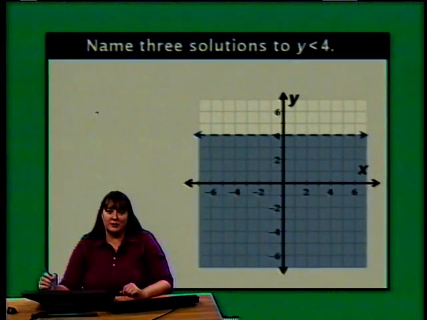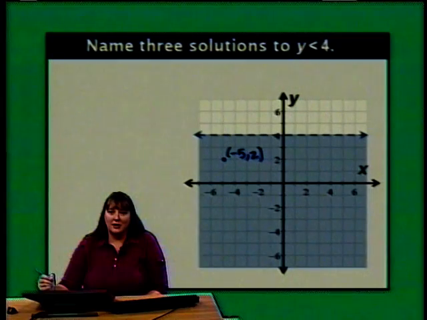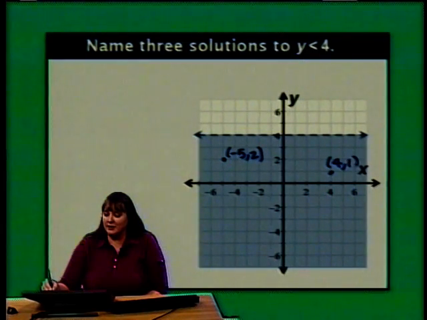Let's look at 3 particular solutions to y is less than 4. The line itself is not included, so I want to make sure that I don't pick a point on the line, but instead only choose points that lie below the line. So for instance, the point negative 5, 2 satisfies this inequality. The y value is 2, and 2 is less than 4. The point 4, 1 also satisfies this inequality. And the point 1, negative 2 satisfies this inequality.